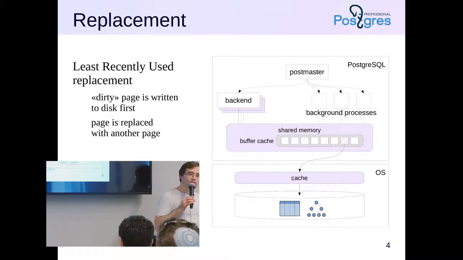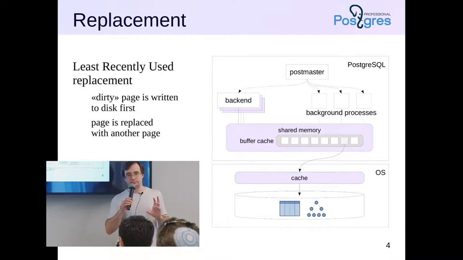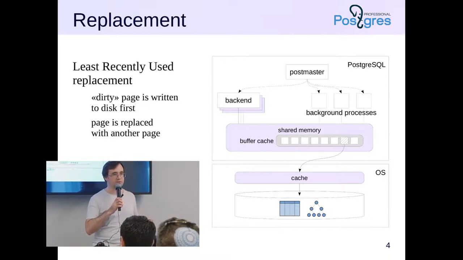A process can change data in a buffer, and a changed buffer is called a dirty buffer or dirty page. A dirty page must be written to disk before you can replace it. So if you must replace some buffer with another page, we first flush our changes to disk, and then we can read another data page into that buffer.